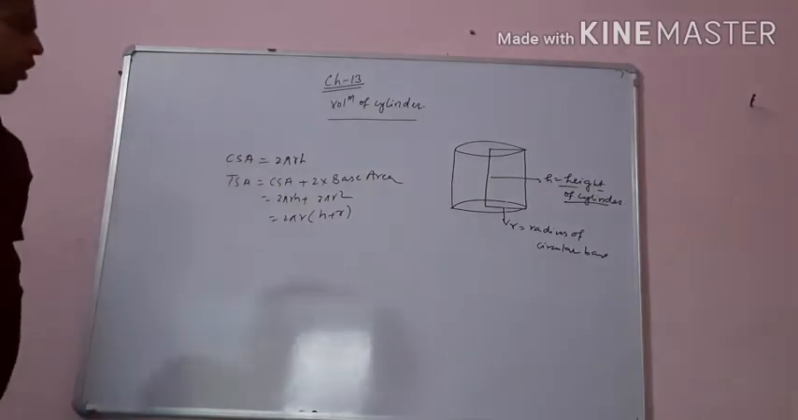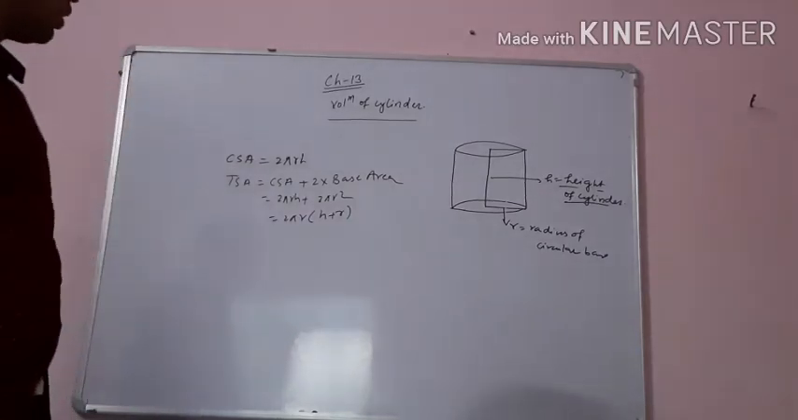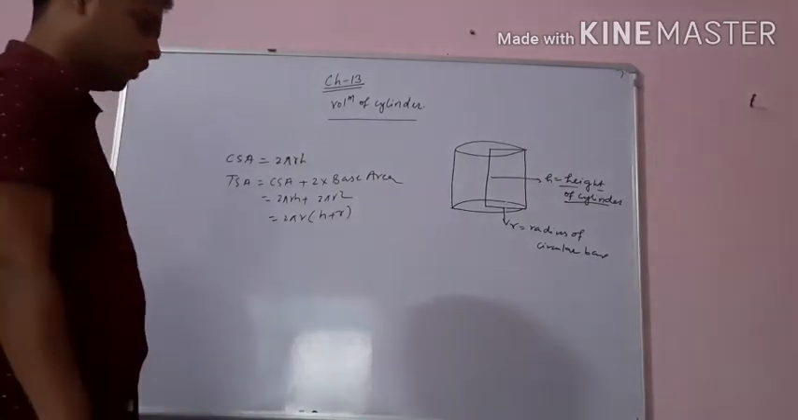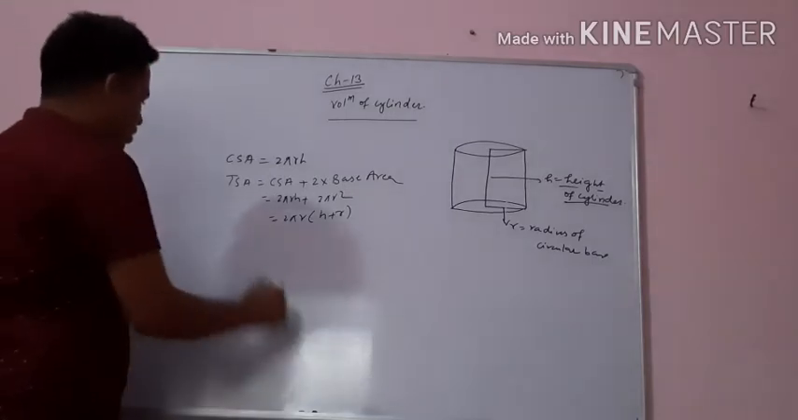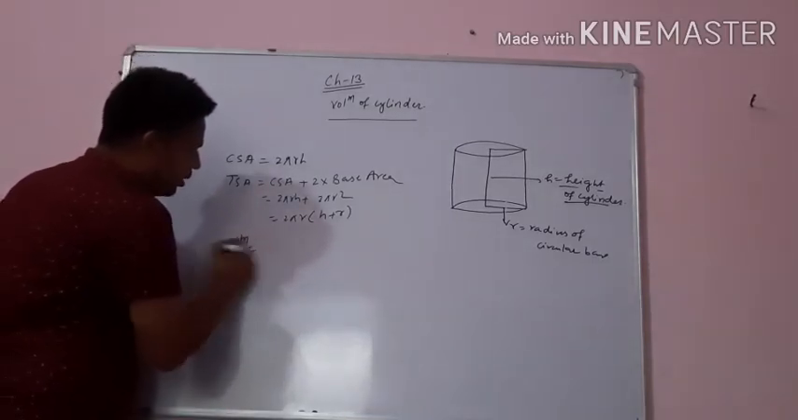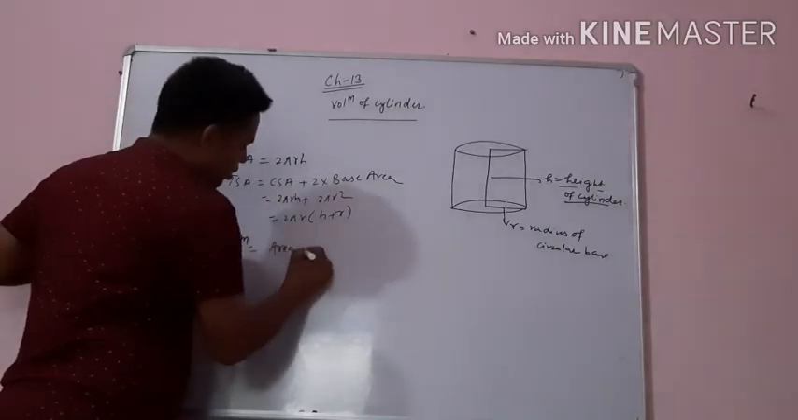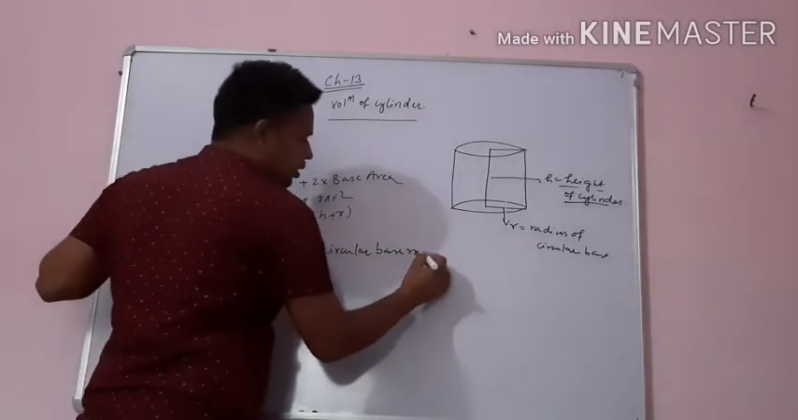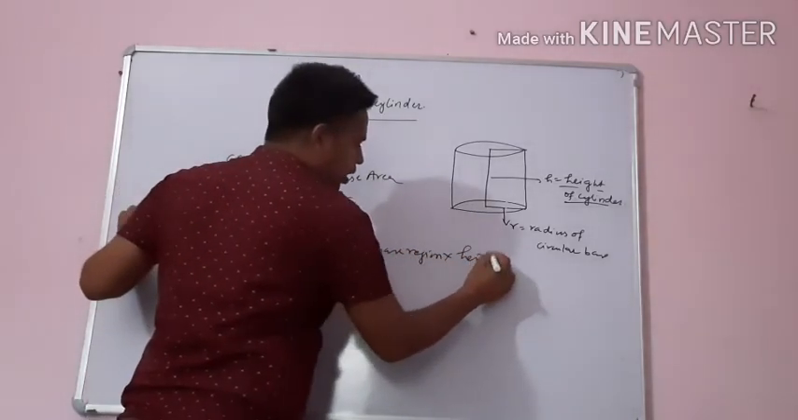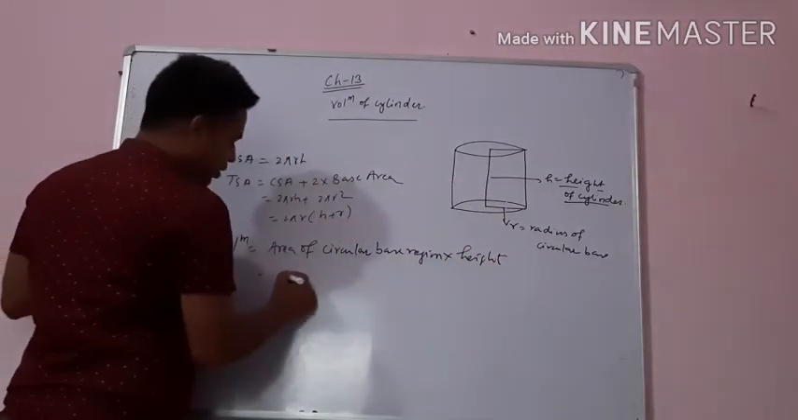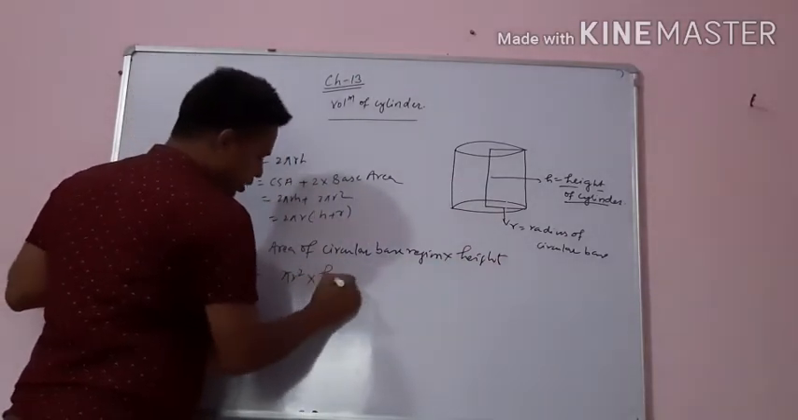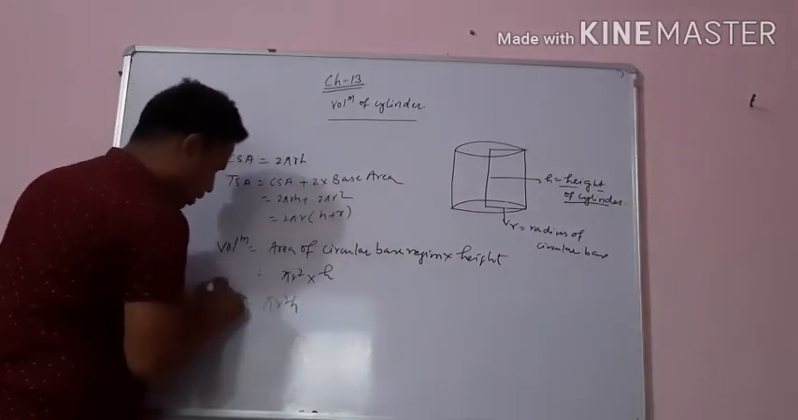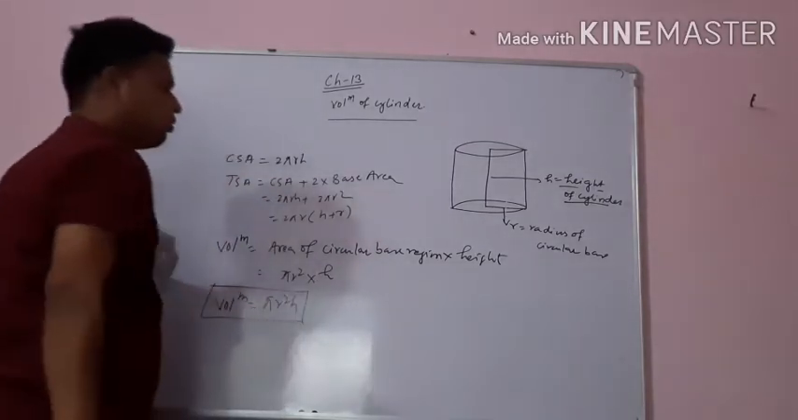Now today we will discuss the topic related to the volume. So we have to find volume of the cylinder. How will we find the volume of the cylinder? The volume of cylinder can be found as area of circular base region multiplied by height, that is pi r square multiplied by h. So the volume of the cylinder is pi r square h.